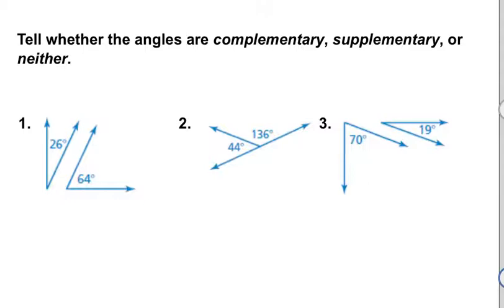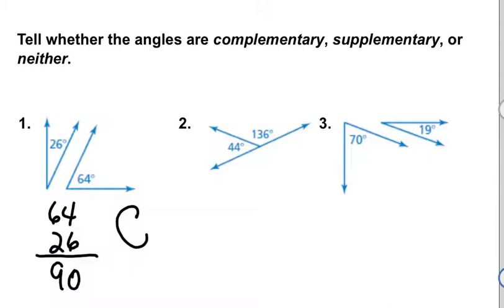Take a look at number 1. Same thing. 1, 2, or 3. 1, 2, 3. Showdown. Okay. 26 plus 64 equals 90, doesn't it? So it has to be complementary. You've got a calculator even. So you guys should be able to get these pretty quick for me.